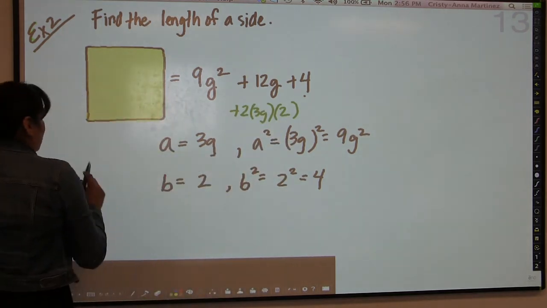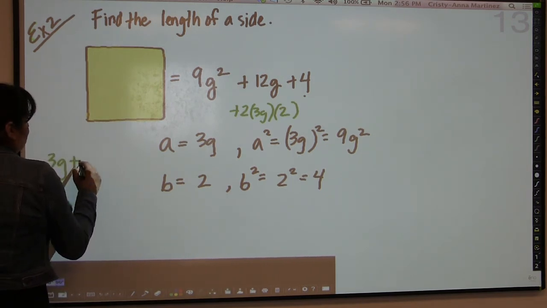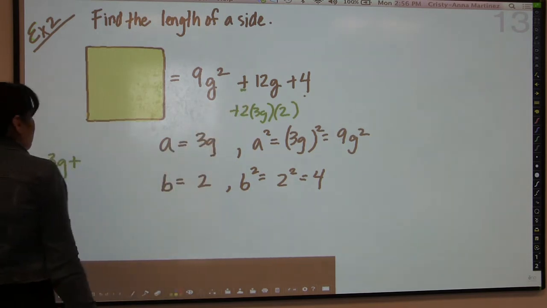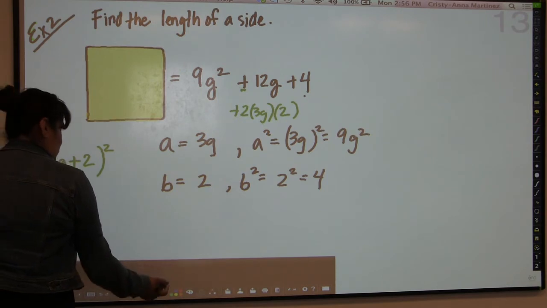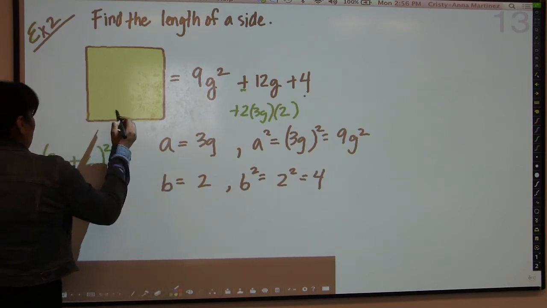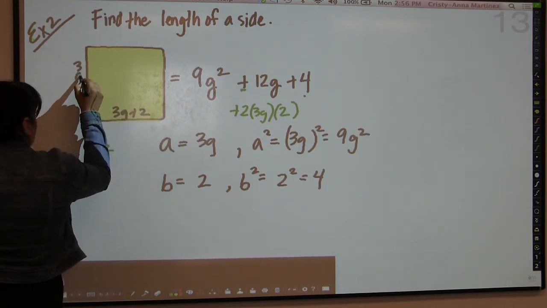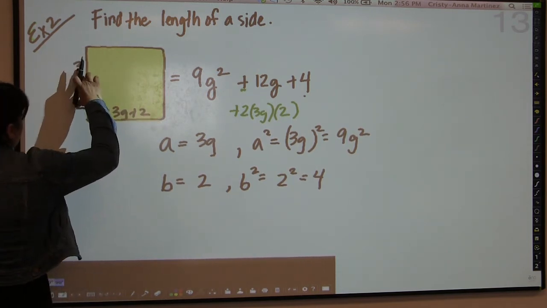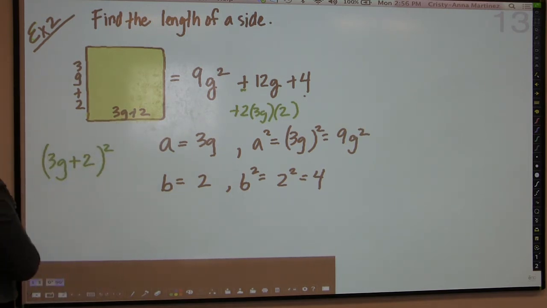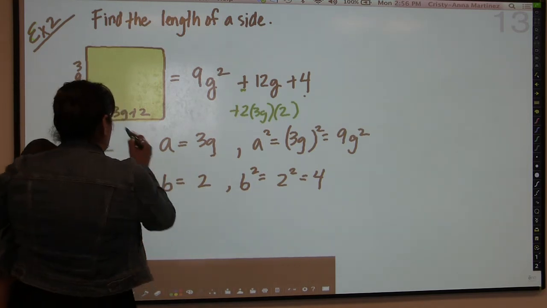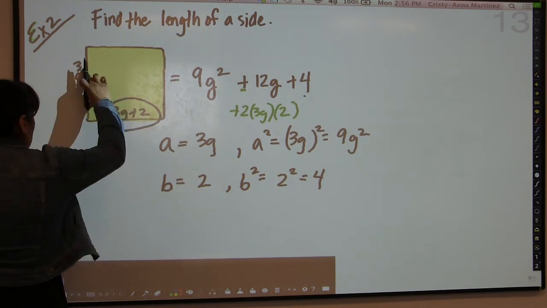So the factored form would be to go A, which is 3g, plus, because we have a plus right here, plus 2 quantity squared, which means that each side of the square is 3g plus 2 and 3g plus 2, and then 3g plus 2 times 3g plus 2 would equal 9g squared plus 12g plus 4. So when it says find the length of a side, the length of a side is 3g plus 2. It also makes sense that if this is a square, the two sides would have to be the same, 3g plus 2.